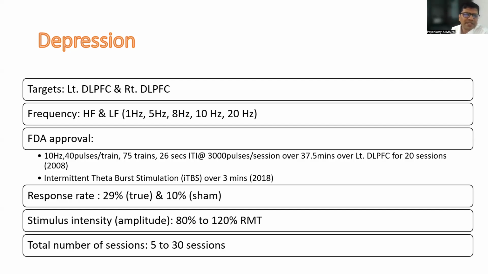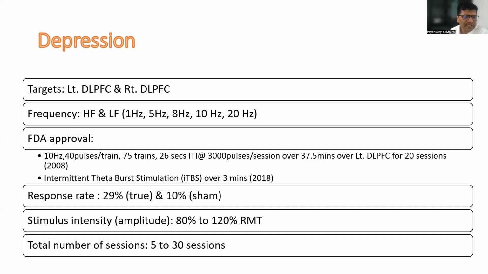Intermittent theta burst stimulation is an alternative to this high frequency protocol, which was approved 10 years after the first approval, that is in 2018. Here you can deliver the pulses over a period of 3 minutes using theta burst stimulation. 600 pulses are delivered over 3 minutes. So it curtails the duration of treatment, making it more time convenient for the patient as well as for the therapist.